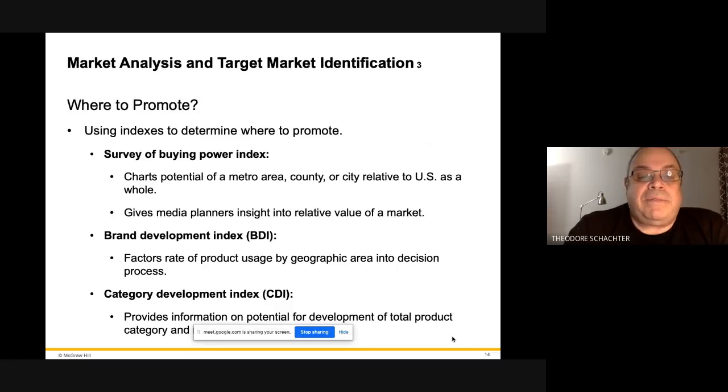That's the category development index. In brand development, you're talking about brands within a category. In category development, you're talking about the category itself, not necessarily the brands. So let's say people do a lot of laundry in a certain area, and you see that the category for powder detergents versus liquid detergents is much higher. Maybe you want to develop the liquid detergent category.